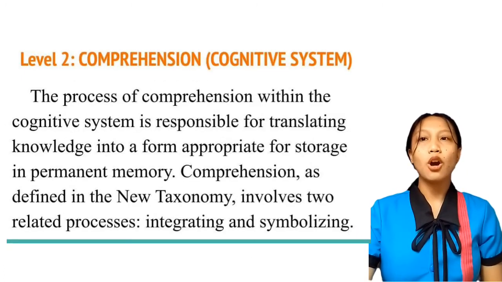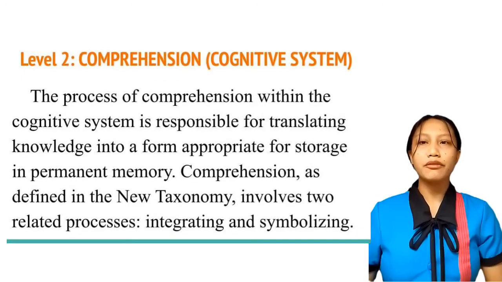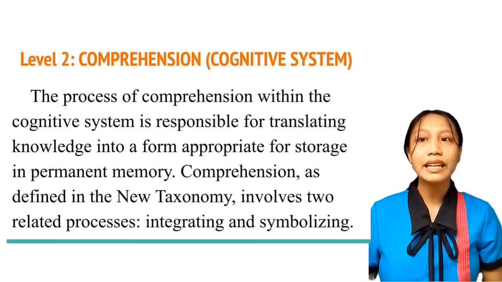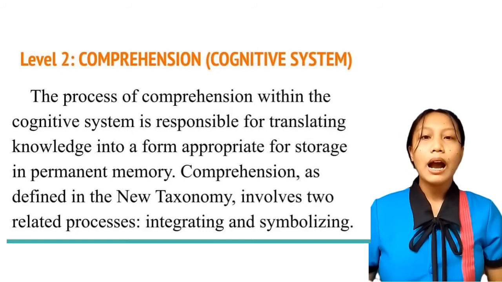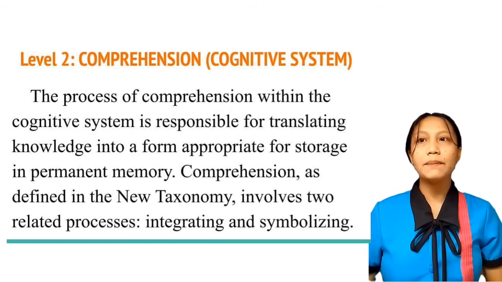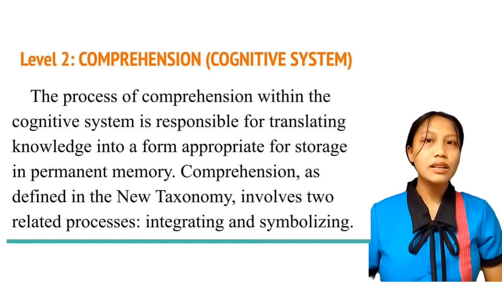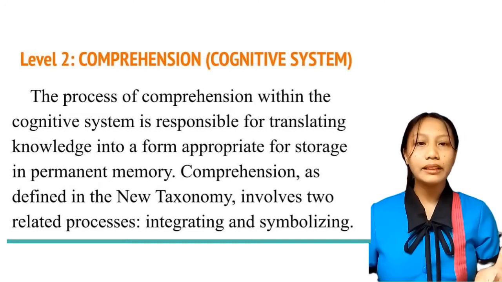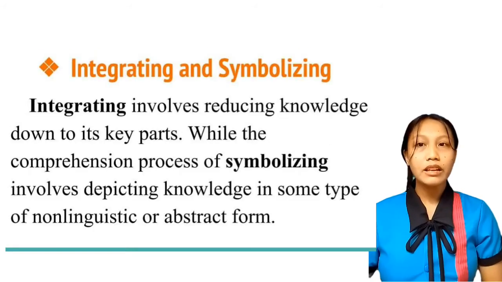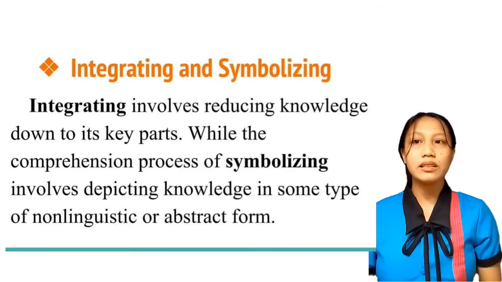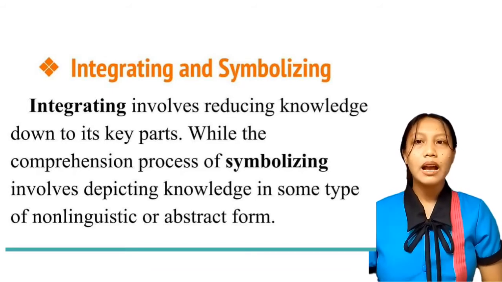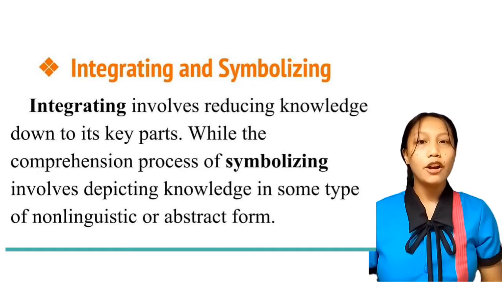Level two is comprehension. The process of comprehension within the cognitive system is responsible for translating knowledge into a form appropriate for storage in permanent memory. Comprehension, as defined in the new taxonomy, involves two related processes. Integrating involves reducing knowledge down to its key parts, while the comprehension process of symbolizing involves depicting knowledge in some type of non-linguistic or abstract form.